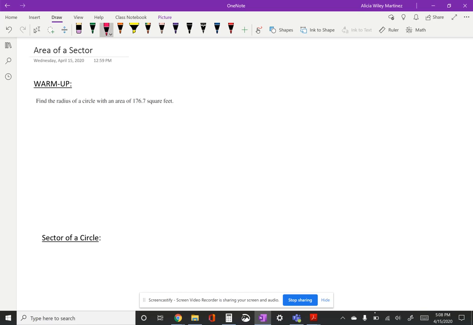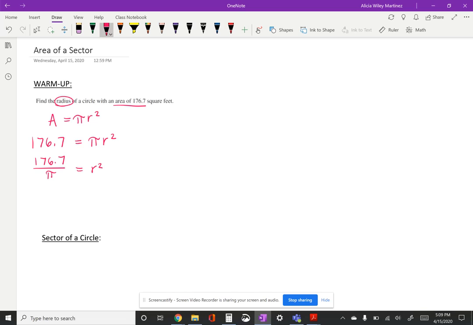Okay, so the way that we find area is A equals pi r squared. Now in this problem it's unique because they're asking us to find the radius, and what they give us is the area. So I'm going to go ahead and plug the area in, 176.7, and I'm going to keep the radius as r because I don't know it. To solve this, I'm going to divide both sides by pi, giving me 176.7 divided by pi equal to r squared.